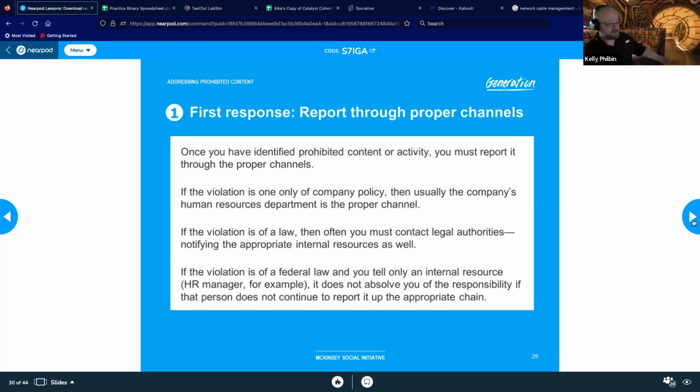So once we've identified what's going on, be it prohibited content or activity, you have to report it through the proper channels. If it is a company policy issue, then you report it to the supervisor, manager, HR, what have you. If it is a crime, then you need to report it to the supervisor, manager, whatever, and to the police. In that process, you may also need to inform the legal department for your organization as well.